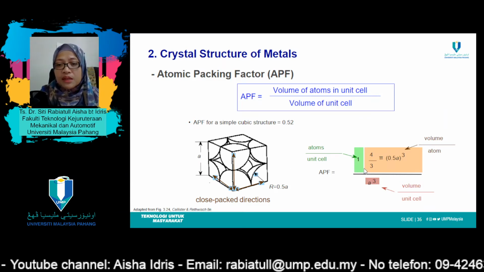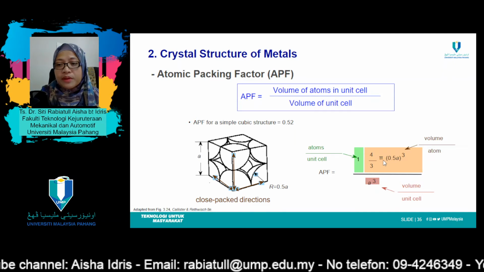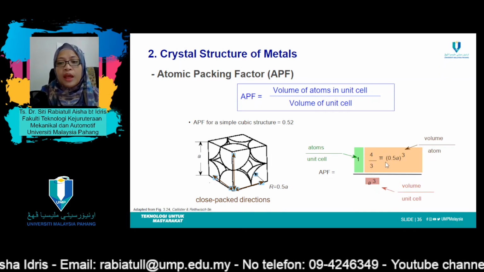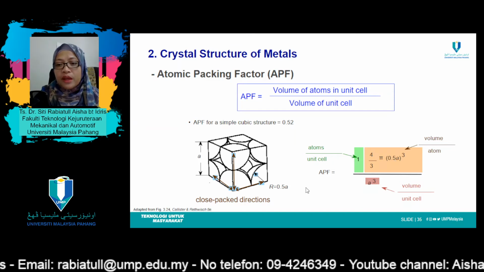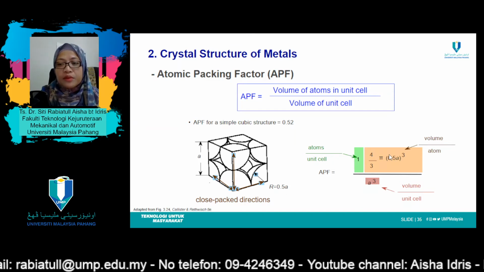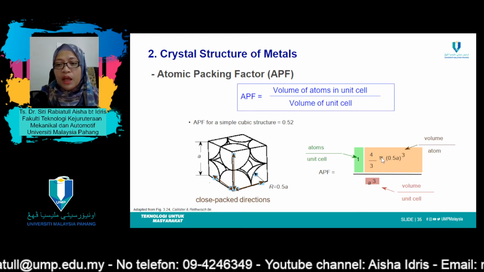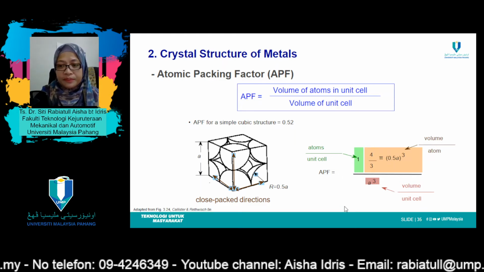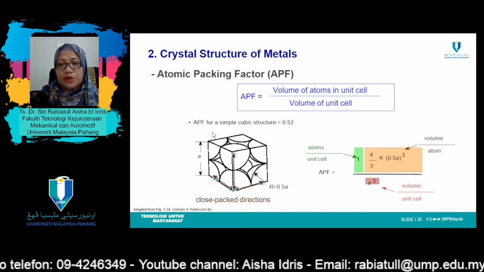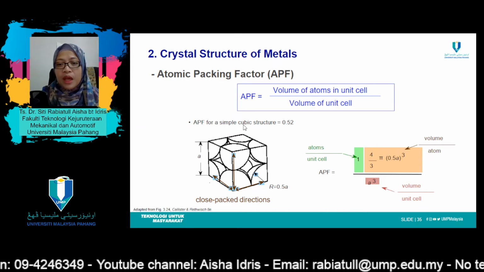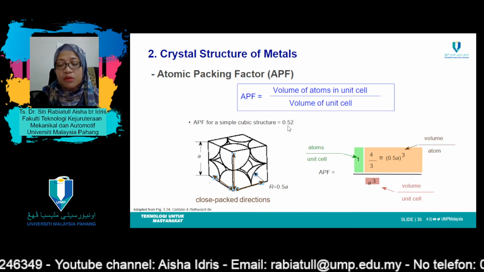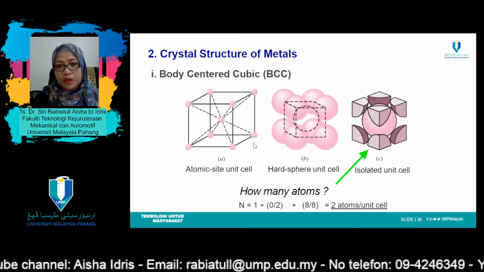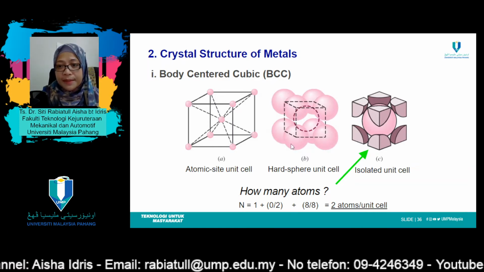So in this case, the volume of a sphere equals 4 over 3 pi r cubed. And r over here is 0.5a. So just substitute into the formula, and don't forget to multiply by the number of atoms in the cube. And finally, you should be able to get the value of APF for SC equals 0.52. Now let's move on to number 2, which is BCC.